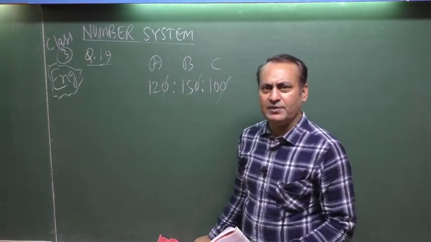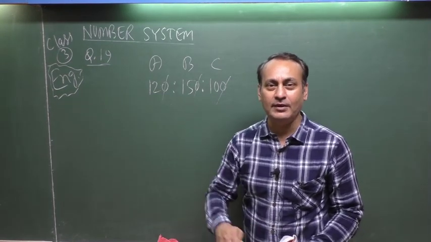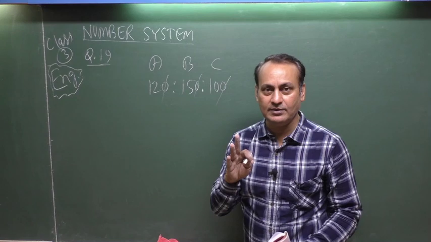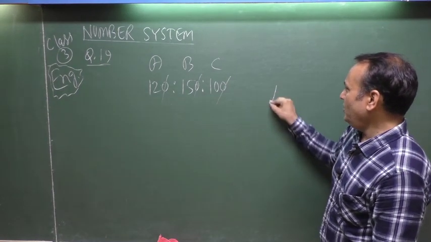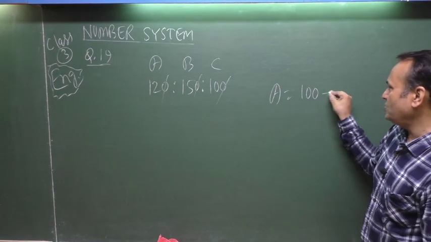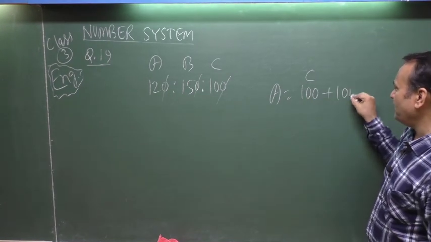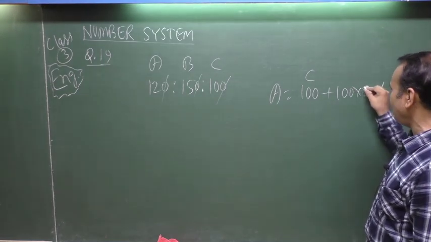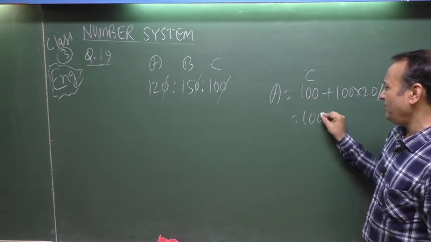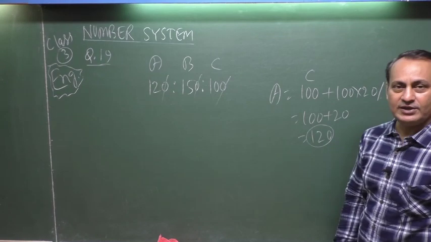Now some of you must be confused here. How did 120 come, how did 150 come? I am giving you the explanation as well. Okay? A is 20% more than C, and C is 100 here. That means 100 plus 20% of 100. This is 100 plus 20, and thus you got 120.